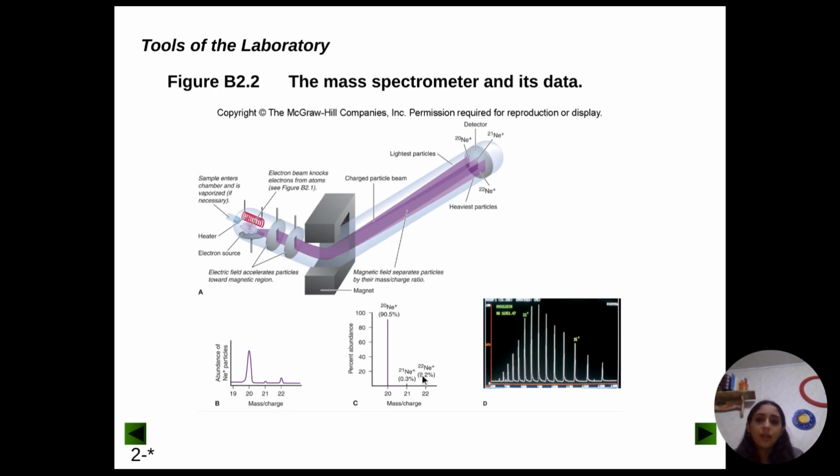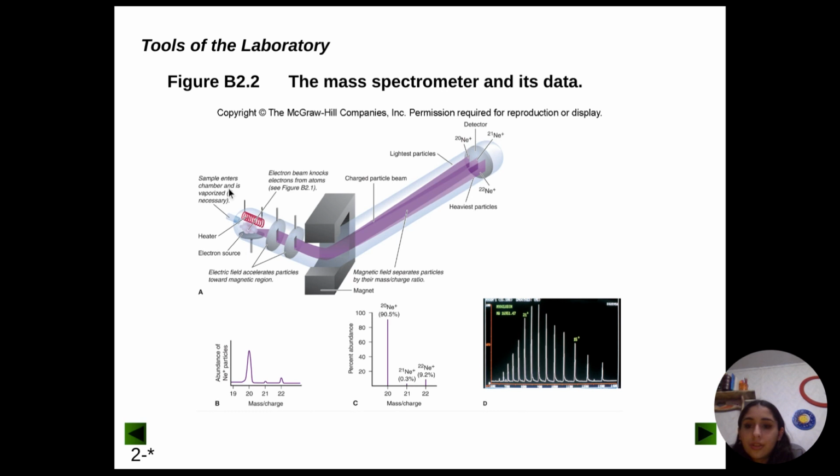This is showing a scientific tool that you use in the laboratory, and this is basically doing what I just showed you before and forcing it to happen. So here's that electron source. Remember, it's high energy and it needs to hit the electrons of that neon particle so that it can lose the electron, giving us the positive charge.